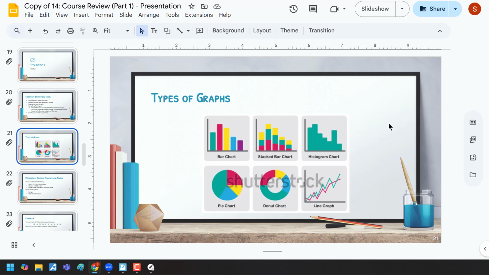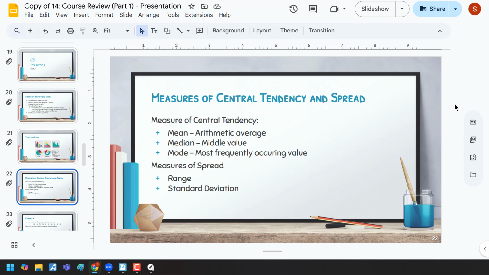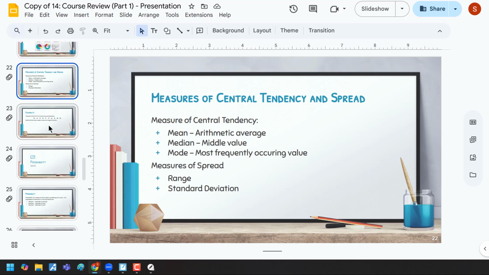All right, types of graphs. We got our bar chart, stacked bar chart, histogram, pie chart, donut chart, and line graph. Important stuff here. Measures of central tendency. We went over mean, median, and mode. Pretty easy. And hopefully most of you went over that in grade 7, 8, and 9 as well. And then we have measures of spread. It's a little bit more difficult. Range and standard deviation. So don't forget to review how to do those.